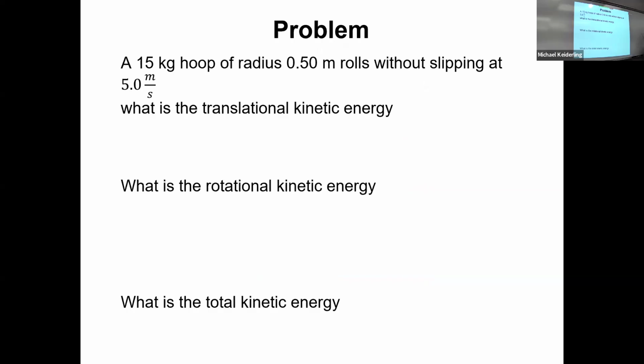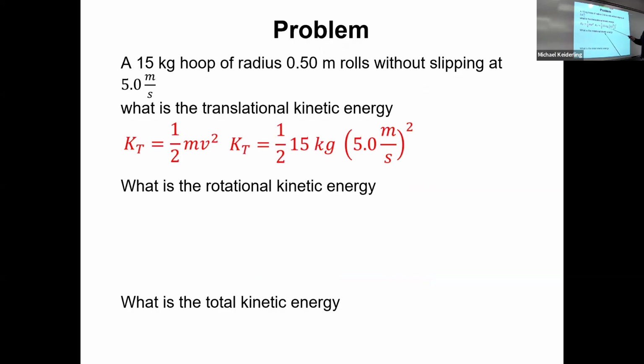A 15 kilogram hoop of radius 0.5 meters rolls without slipping at 5 meters per second. What's the translational kinetic energy? What's the rotational kinetic energy? And what's the total kinetic energy? Well, the translational kinetic energy is just 1/2 mv squared. So 1/2 times 15 kilograms times 5 meters per second squared, so that's 187.5 joules.